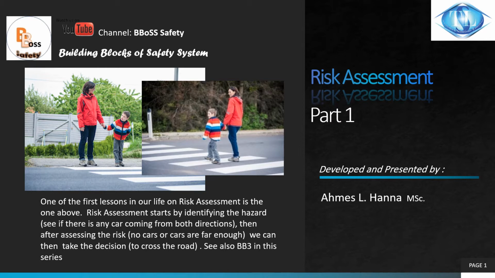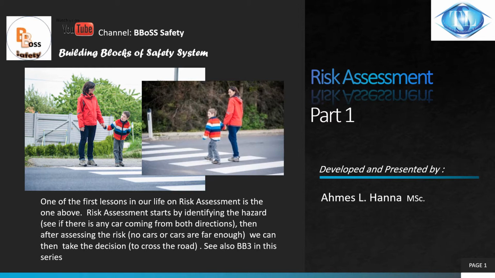Today, we are going to have a look at risk assessment part 1, and that is building block number 5. That's BB5. So, what is exactly risk assessment? Because we have discussed risk in the first module, BB1, and again, we have discussed it in other modules as well. Today we are going to look at the actual process of assessing the risk.